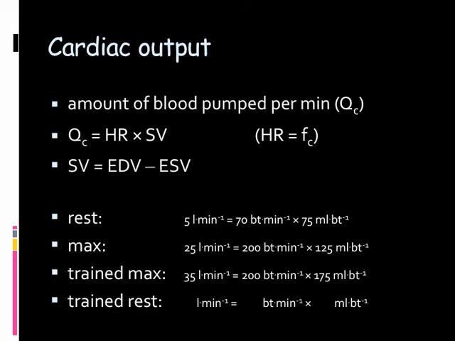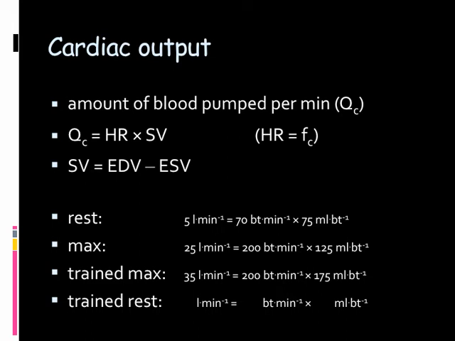How does the athlete achieve this greater maximal cardiac output? Is it because their heart can beat faster? No. Maximal heart rate, 200 beats per minute, unchanged. How then is the heart able to pump more blood? Stroke volume. Maximal stroke volume is greater.